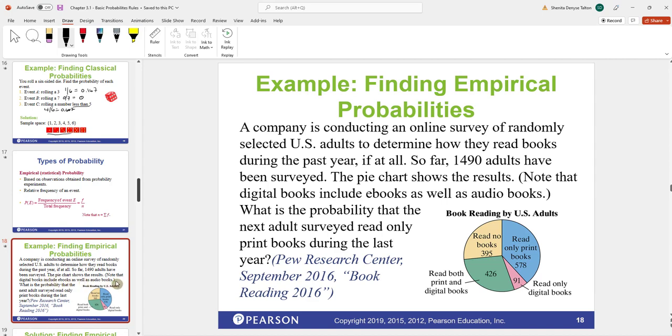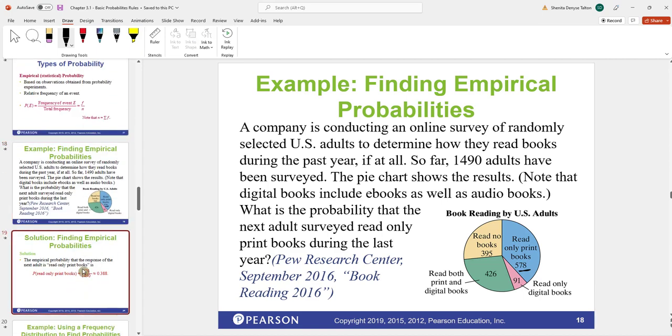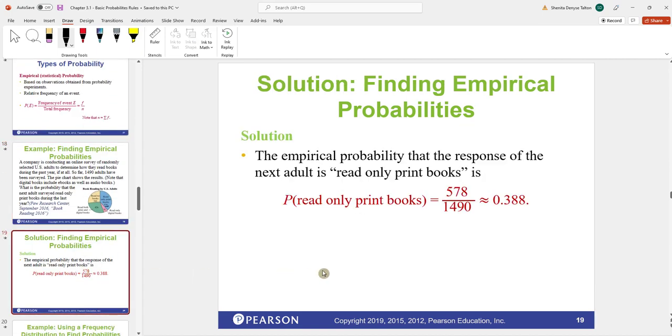So if you look at our chart, this blue part is how many read only print books. And as you can see, we have 578. We know so far we've surveyed 1,490 adults. So the empirical probability will be 578 divided by 1,490. You get 0.388.